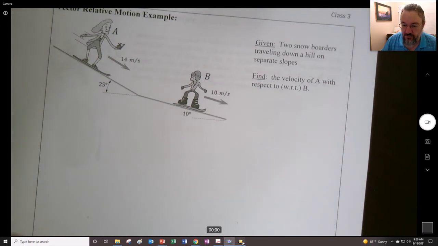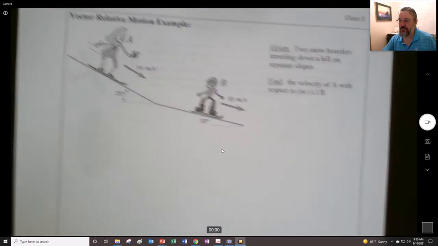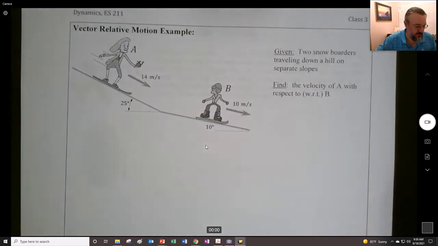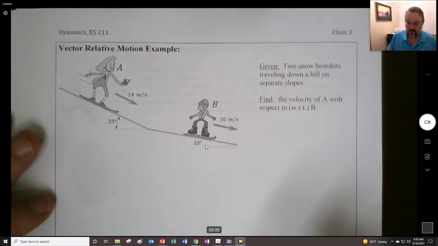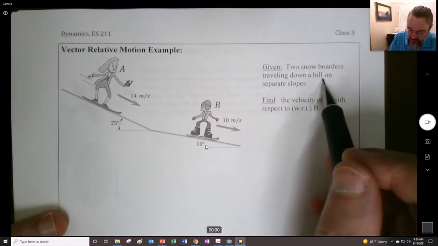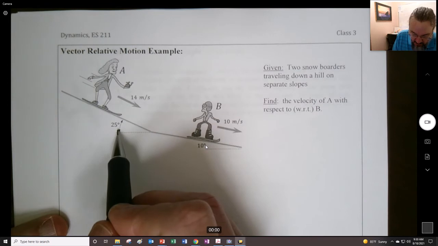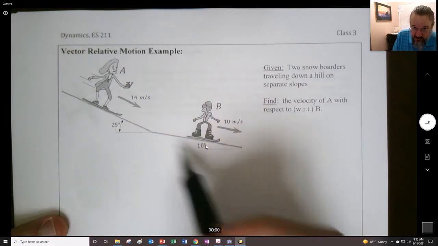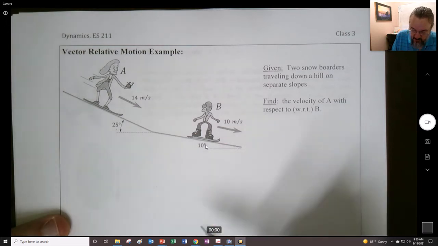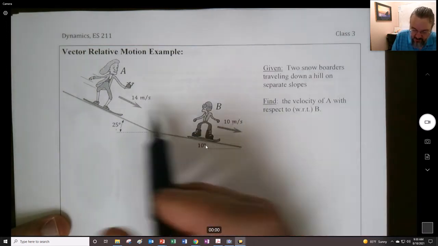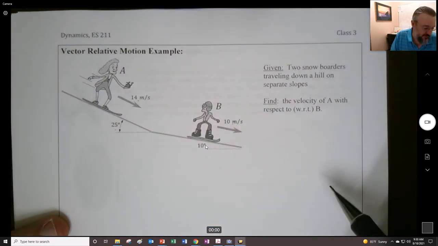Let's see. Yeah, it's short enough that I'm going to go ahead and do the example right here in it. Okay, so here's an example. We have two snowboarders traveling down a hill on separate slopes. Newt Dog here is at a slope that's 25 degrees, whereas this snowboarder dude is at a 10-degree slope. And he's going 10 meters per second, and he's going 14 meters per second, right?